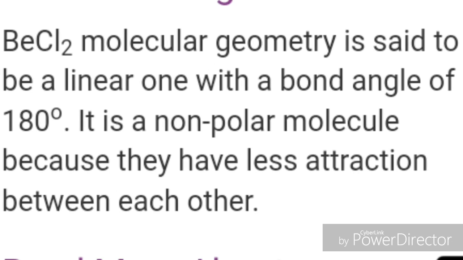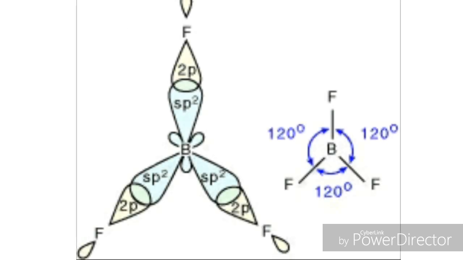Students, beryllium chloride molecular geometry is said to be linear with a bond angle of 180 degrees. It is a non-polar molecule because they have less attraction between each other. The beryllium atom in its excited state allows its 2s orbital and 2px orbital, which contain unpaired electrons, to intermix and redistribute to 2 identical orbitals.